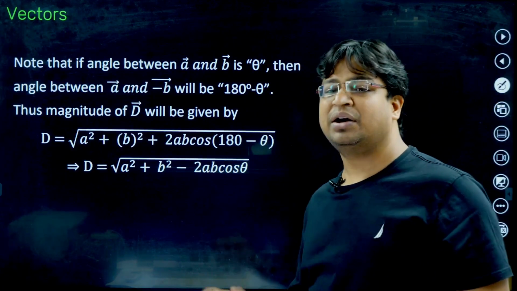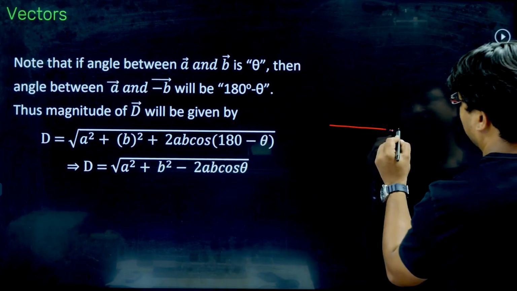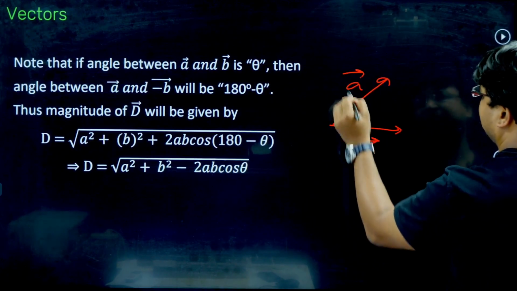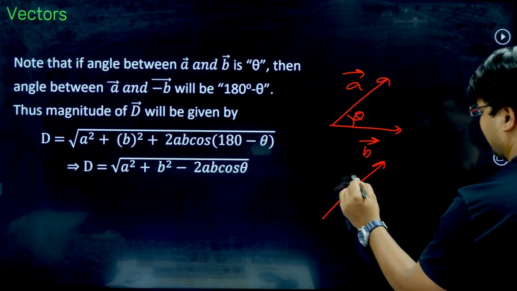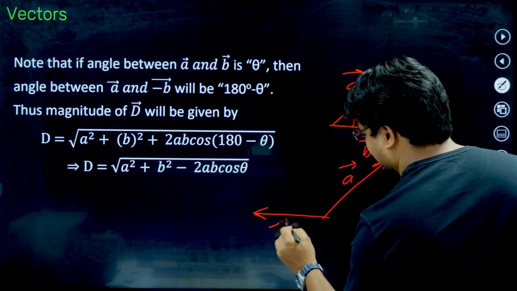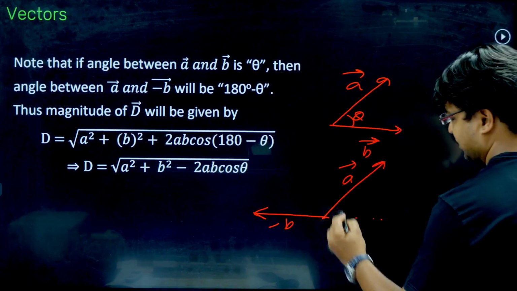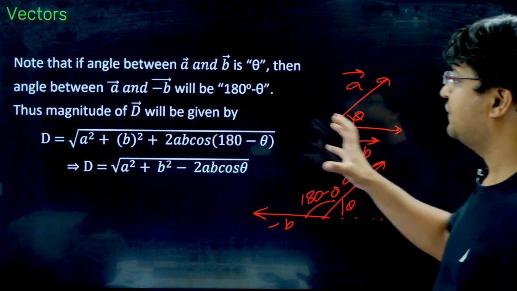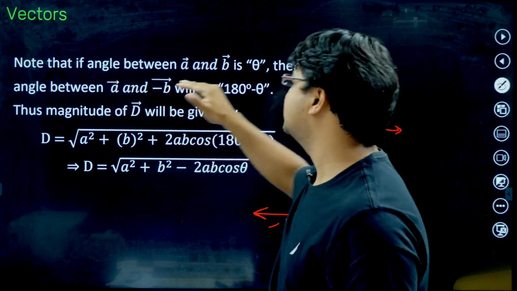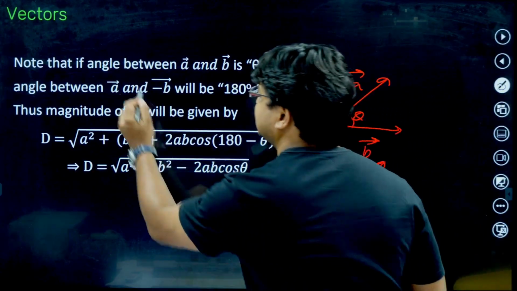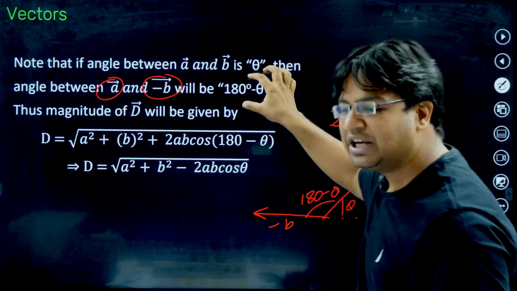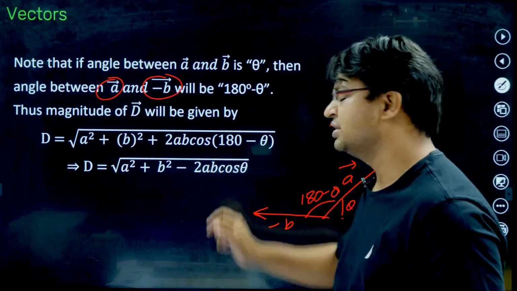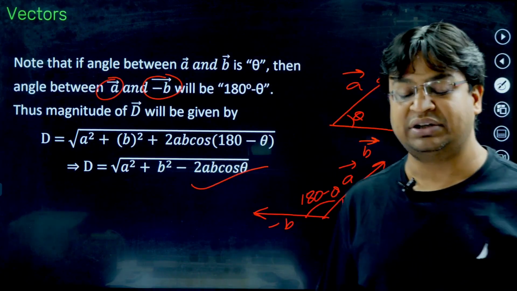Now you have to notice this, that if theta is the angle between vector B and vector A, then the angle between A vector and minus B vector, minus B will be opposite, that would become 180 minus theta. So if theta is the angle between A and B, then the angle between A and minus B will be 180 minus theta, and we have to find out the sum of these two. So we will substitute 180 minus theta in the formula of resultant. So A square plus B square plus 2AB cos of 180 minus theta. So this is the formula to get the length of the difference of the two vectors.